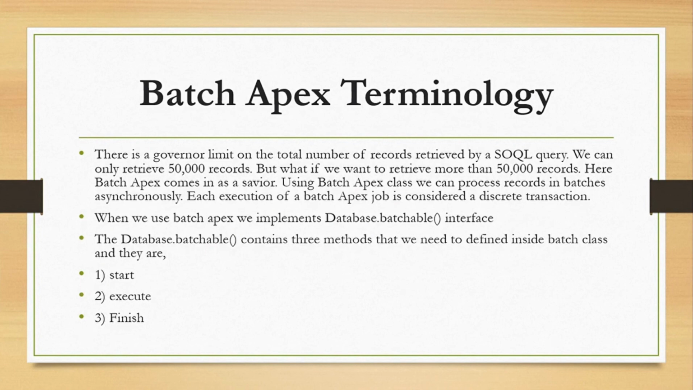It contains a batch size of 200. Suppose we have to process 1000 records, the batch size will be 5, so it processes 200 records as chunks of records. When we use batch Apex, we implement the Database.Batchable interface. The Database.Batchable interface contains three methods we implement inside the batch class: start, execute, and finish.